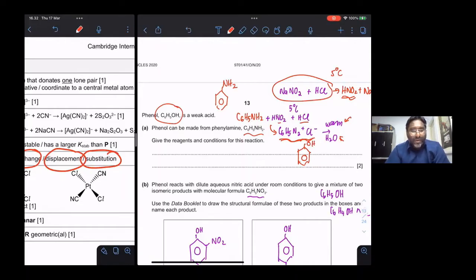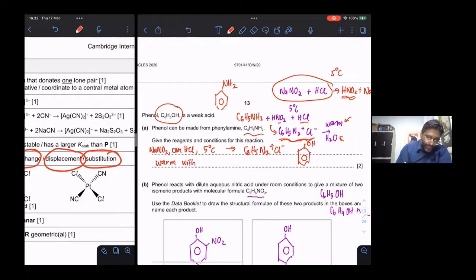So give reagent and condition for this reaction. You need NaNO2, you need concentrated HCl, you need 5 degrees Celsius. After you do that, you are going to get C6H5N2+Cl-. After that, what you need to do is warm with water. When you warm with water, it will change into phenol. So this benzene diazonium salt will change into phenol. So please take note of that.